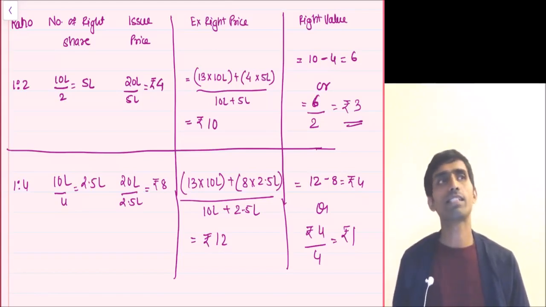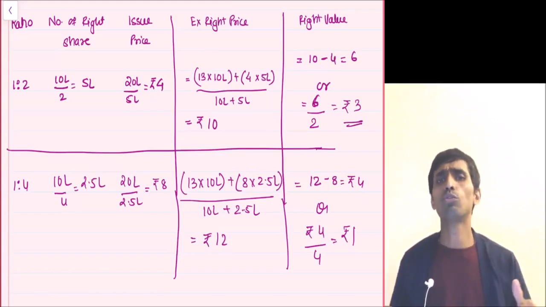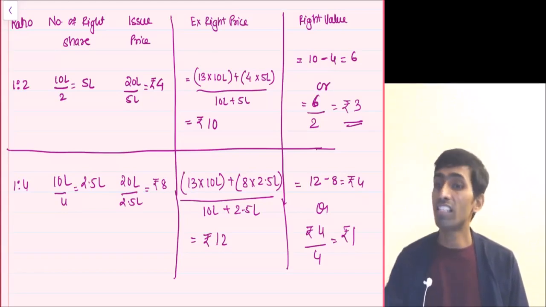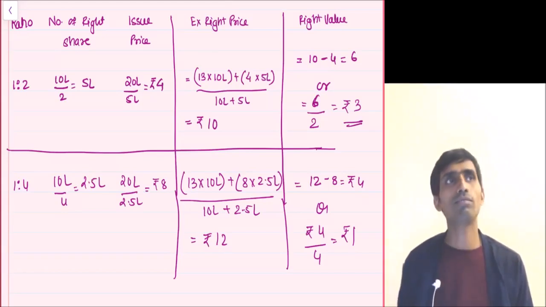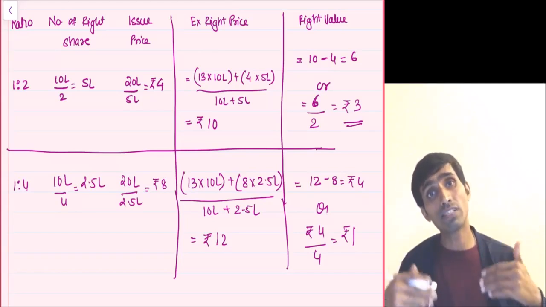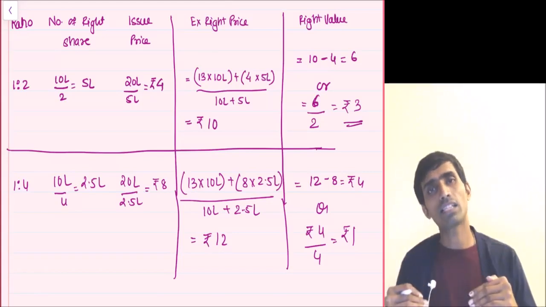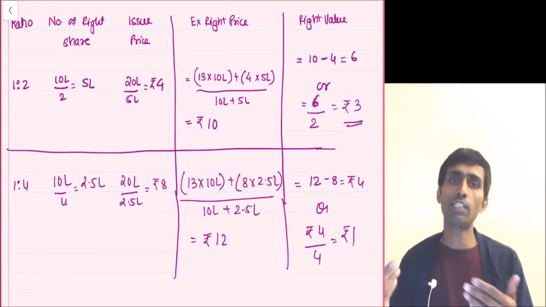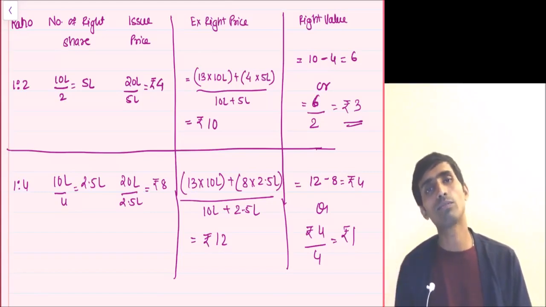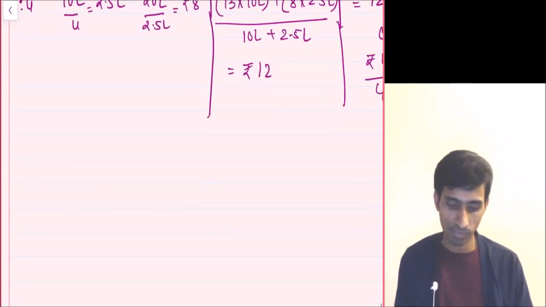So whether you are getting bonus 1:2 or 1:4, and those who opt for the right issue, their wealth will never get eroded. And wealth will not increase either. Initially whatever wealth you and I had, if we opt for the bonus and the right also, the wealth will be the same. Let us write this. Okay, this was the C part question.